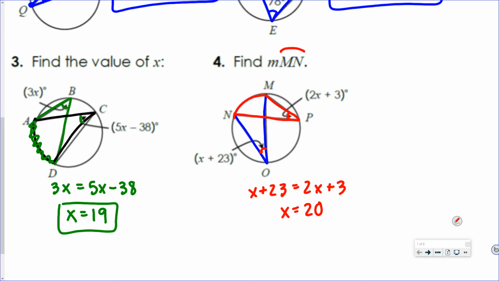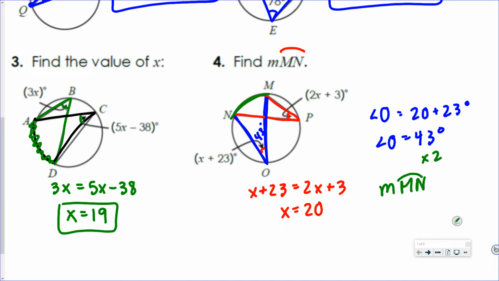All right, so a couple ways you could do this. I found the measure of this angle after I found x. I just called it angle O because I knew it was x, which is 20 plus 23 degrees. So I knew that inscribed angle was 43 degrees. Okay, so based on what we just talked about, it's always half of that intercepted arc. So to find that arc, I would just double that. 86 degrees to get that final answer. Okay, any questions on those so far? Pretty straightforward.